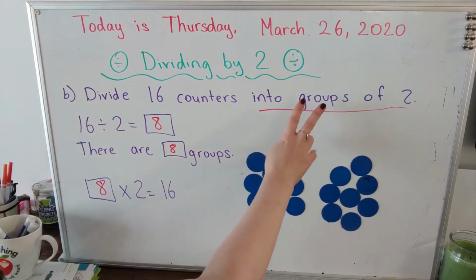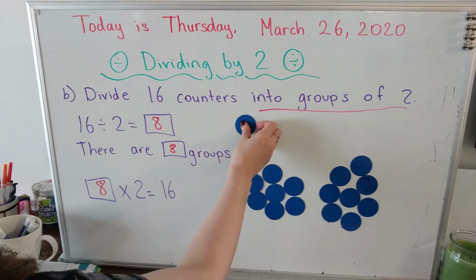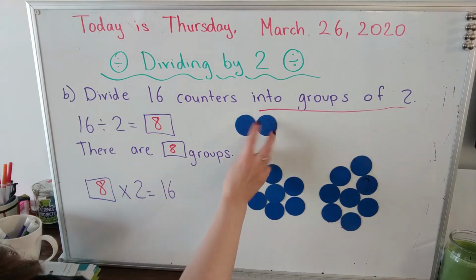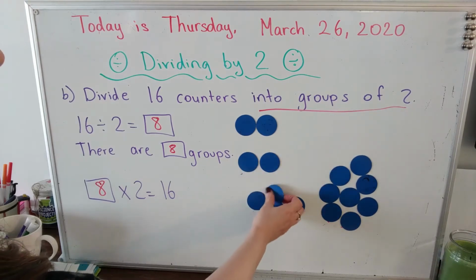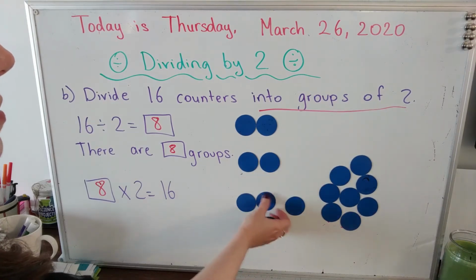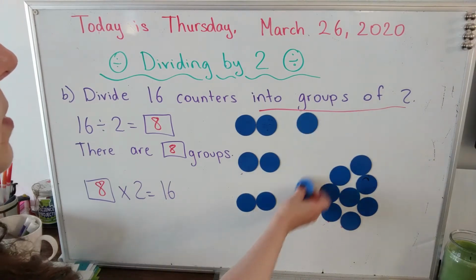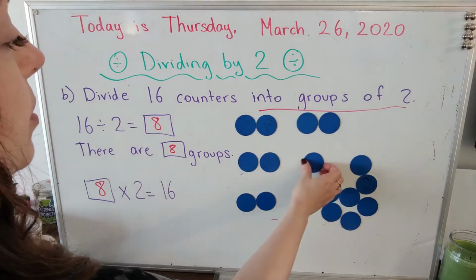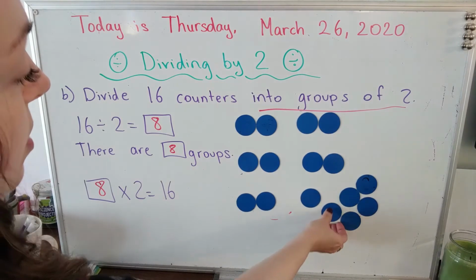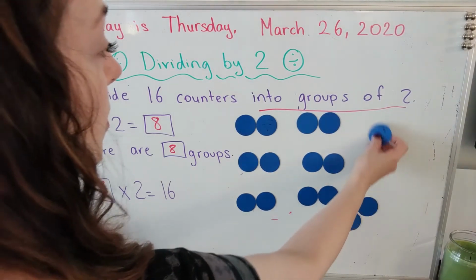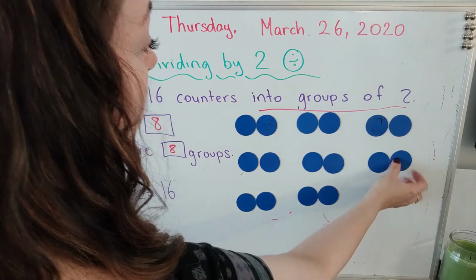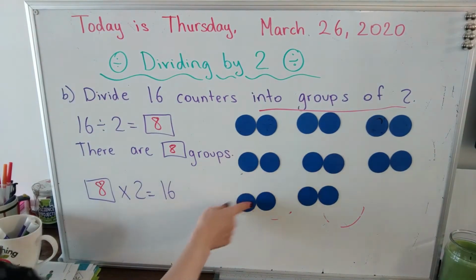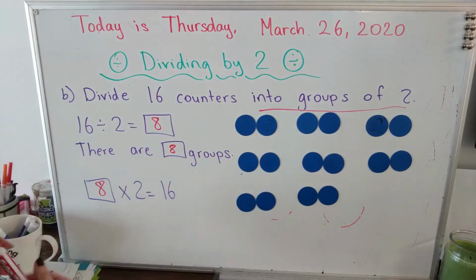Because it says groups of 2, that means I'm going to make groups of 2. This is one group of 2. Here's another group of 2. Here's another group of 2. That's 3 groups. There's my 4th group, 5th group, 6th group, 7th group, 8th group. 1, 2, 3, 4, 5, 6, 7, 8. There are 8 groups of 2.